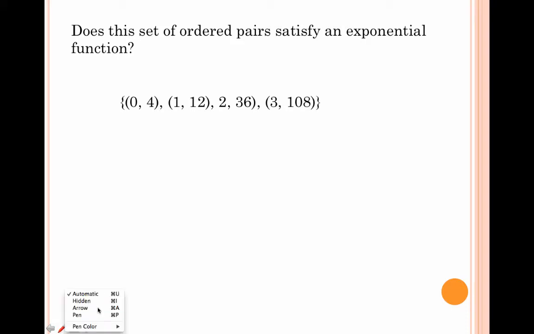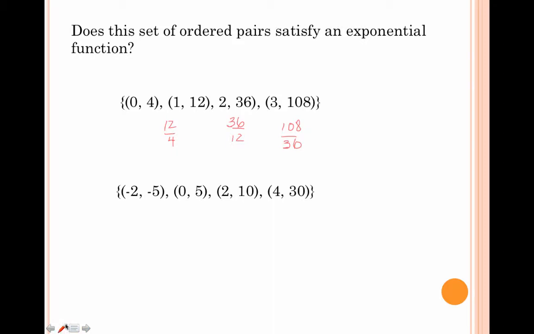So pause your video for a moment and check to see if this set of ordered pairs satisfies an exponential function. So in fact, I have an exponential function because I have a constant ratio of 3. How about here? Pause your video again for a sec. Here my ratios are -1, 2, and 3. I do not have a constant ratio, therefore this is not an exponential function.